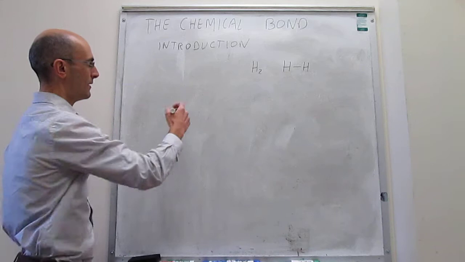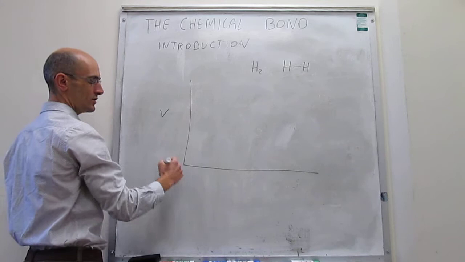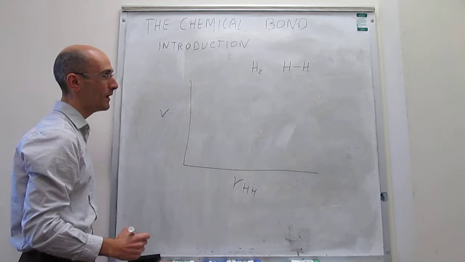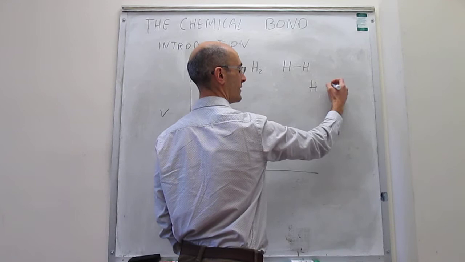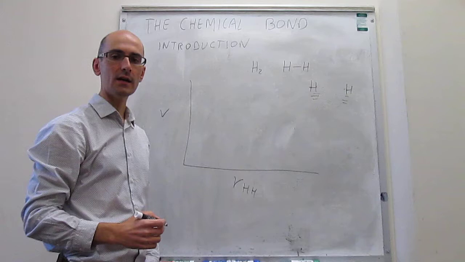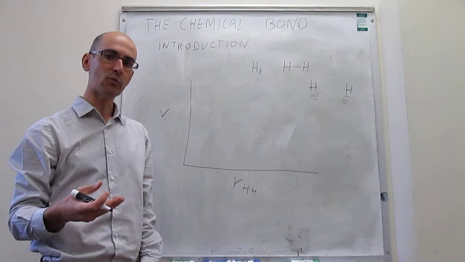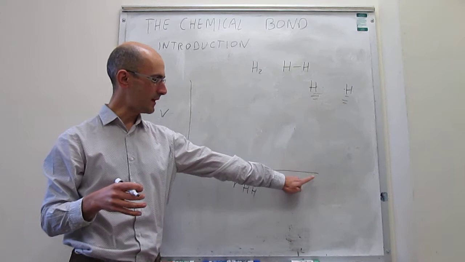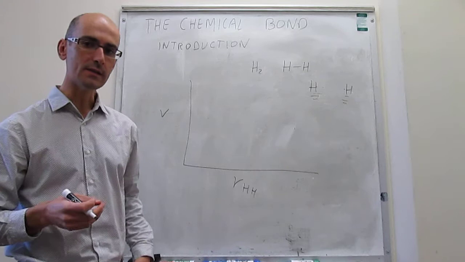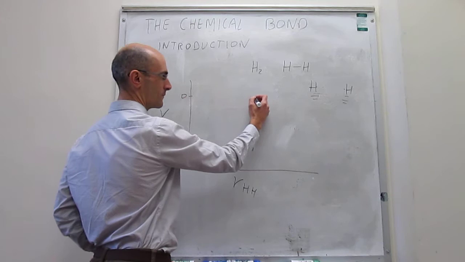What we can plot is how the potential energy, which we can call V, changes as a function of the separation between the two atoms. This molecule is formed by the interaction of one hydrogen atom and another hydrogen atom. From our quantum mechanics studies, we understand that these atoms have one electron each, and those electrons can be described with 1s wave functions. When those atoms are infinitely separated, so we're in this part of the diagram, there's no interaction between the two atoms, and that means the potential energy is zero.